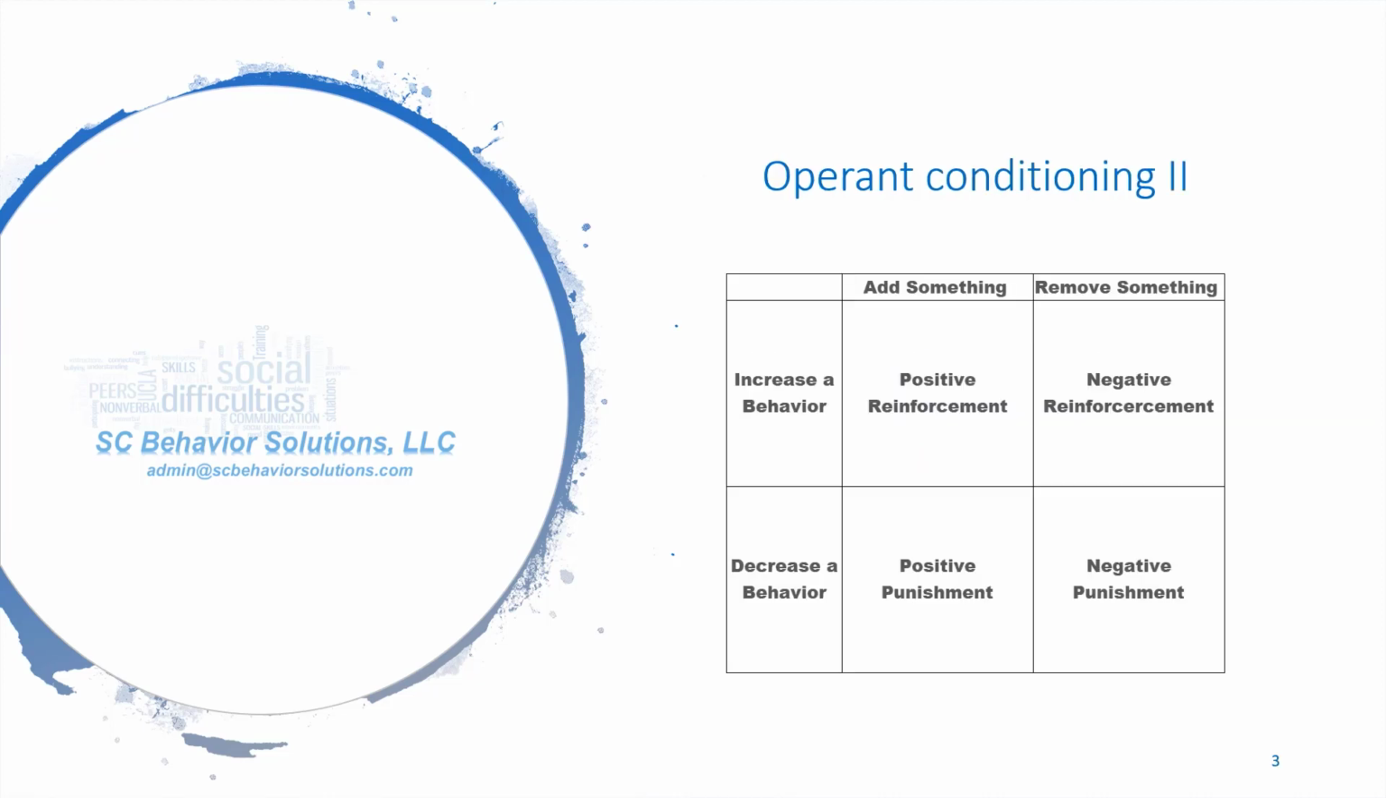In essence, to increase a desired behavior, you can add something, which is basically the positive reinforcement, or you can remove something, which is a negative reinforcement. In order to decrease an undesired behavior, you can use positive punishment, adding something, or a negative punishment, removing something.